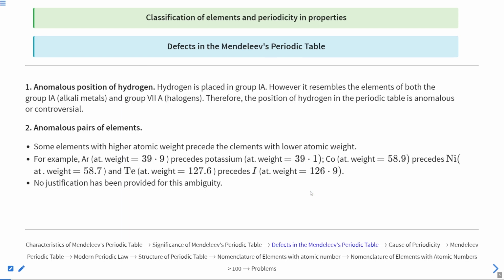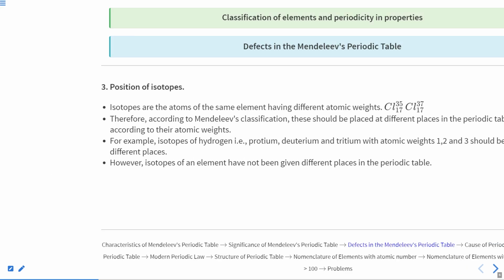So no justification was provided for this ambiguity. Ambiguity means exception, I would say, or this misbehavior.